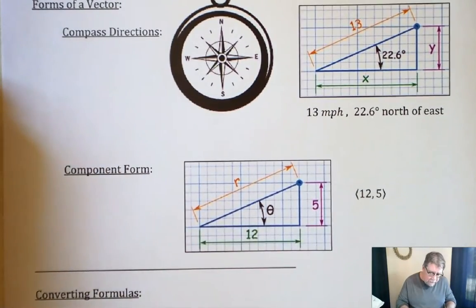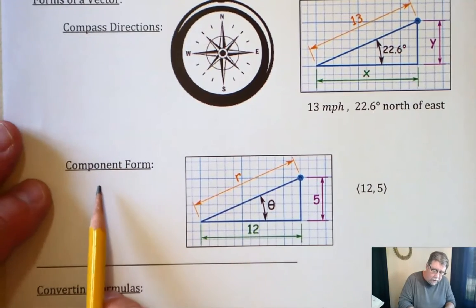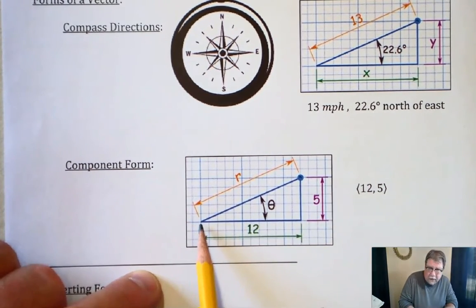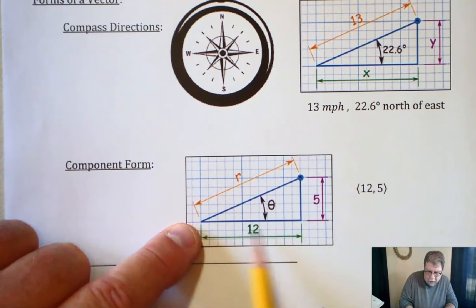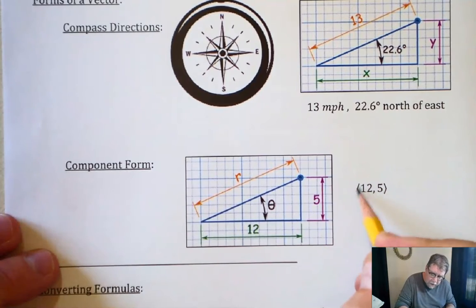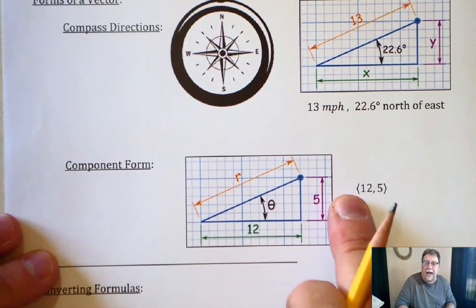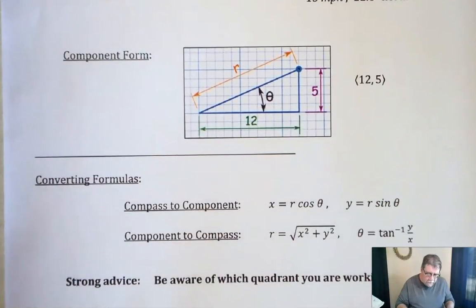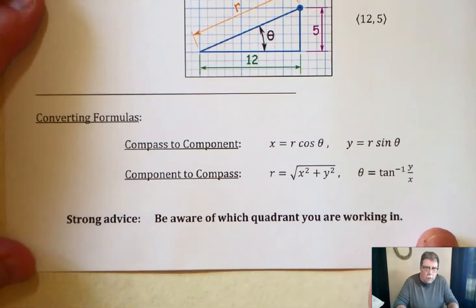This exact same situation can be put in what they call component form. In other words, what would this ordered pair be if this point was 0, 0? This ordered pair would be 12, 5. We use this kind of strange looking bracket to identify a vector. So the 12, 5 is an ordered pair, but we don't use the comma or the parentheses. We use this kind of jagged bracket to identify the components of the vector. And we're going to convert these around, so you want to have these in your notes as well.